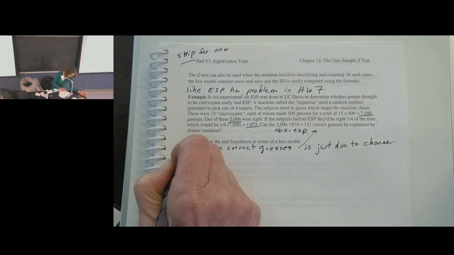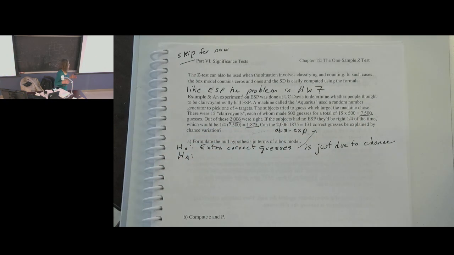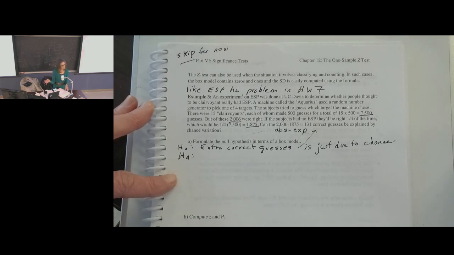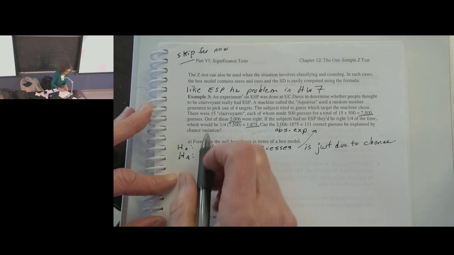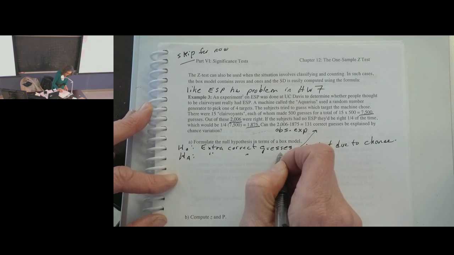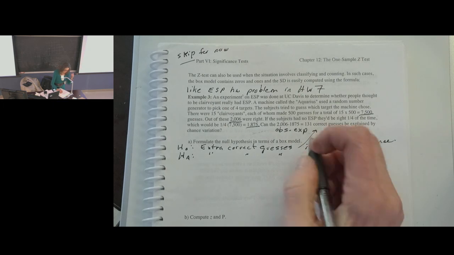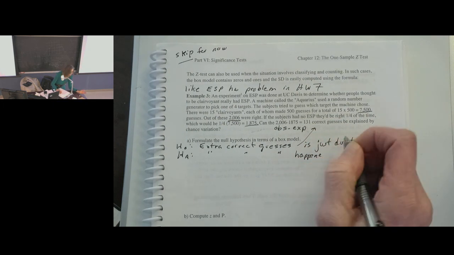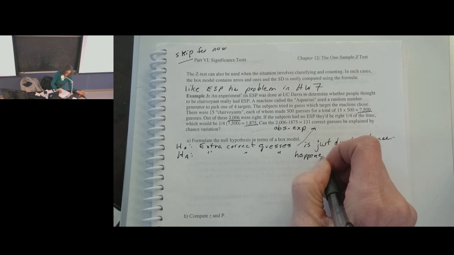And the alternative is, the usual, that no, it's not due to chance. It's too big an effect. That effect is so unlikely to be due to chance that it probably happened for a reason. The alternative is it happened for some reason. It wasn't chance. So the extra correct guesses aren't chance. It happened for a reason. Maybe they had ESP or something else.